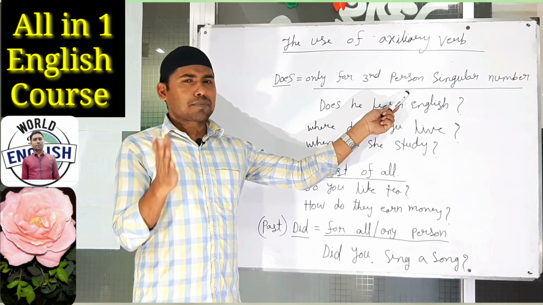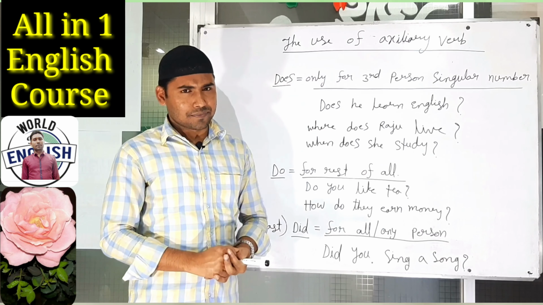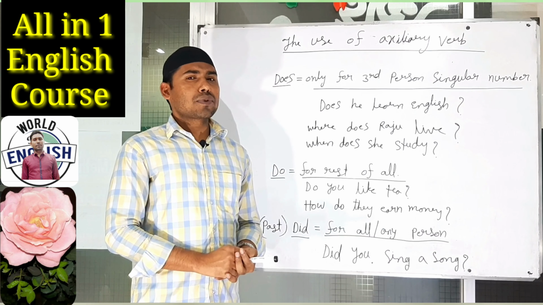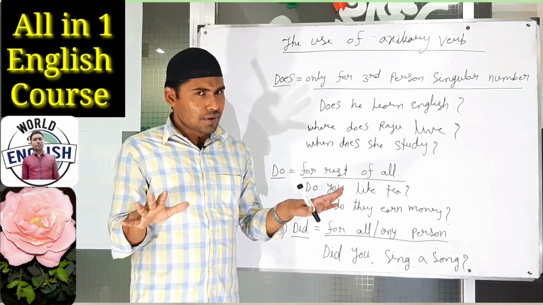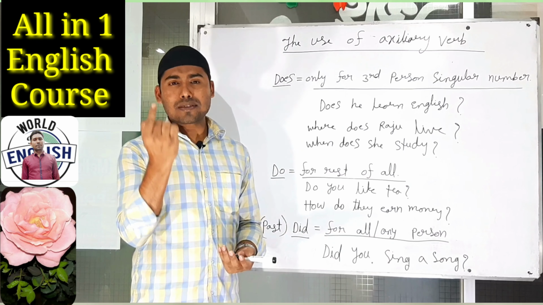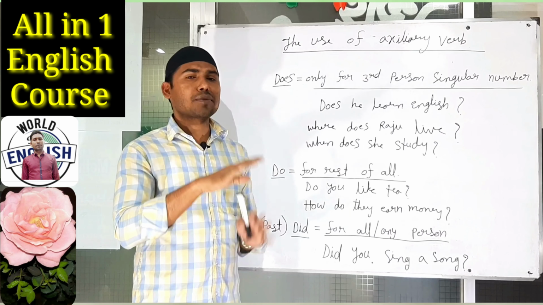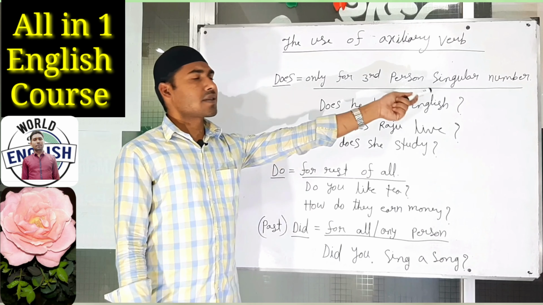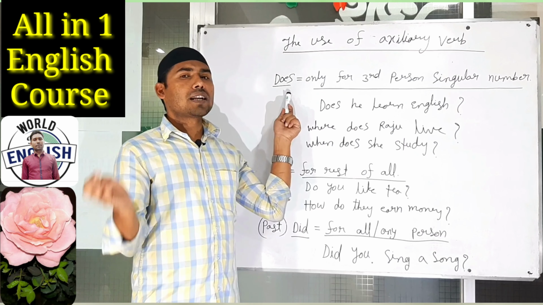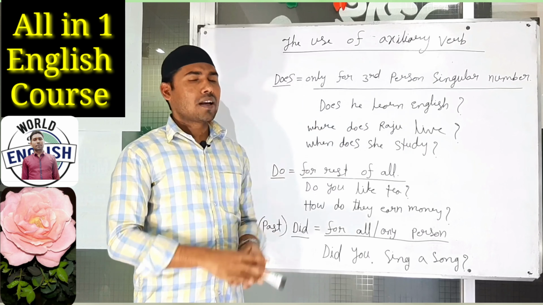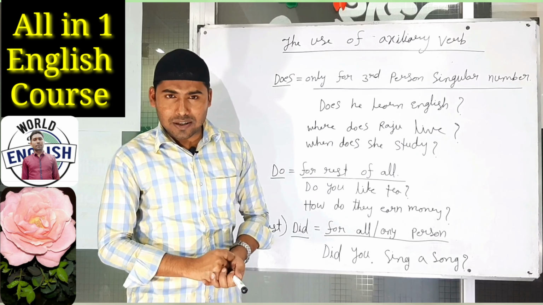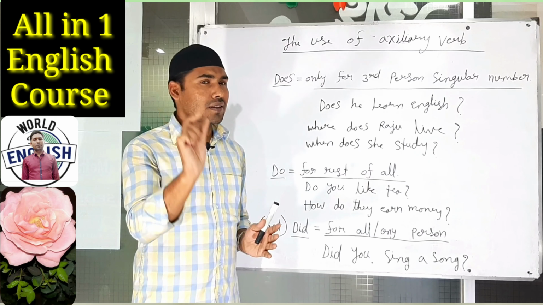We know third person singular number is a simple thing. Third person means without I and you. Without I and you, all are third person. And when the person is single, that means one, it will be singular. So third person singular number. Does will be used with third person singular number. That means when the subject is third person singular number, at that time we will use does.